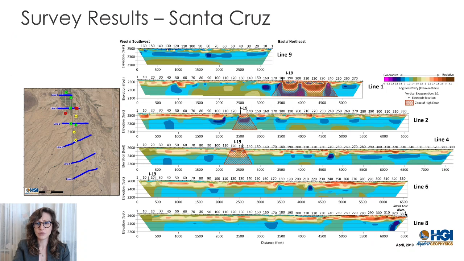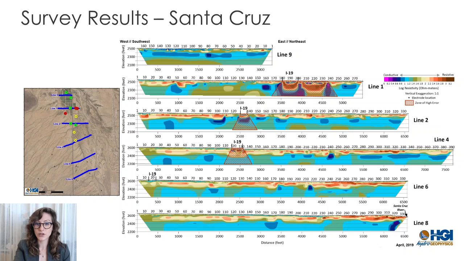The Santa Cruz floodplain electrical resistivity results are presented here in profile form, with the surface distance along the x-axis and the elevation of the lines along the y-axis. Low resistivity zones are indicated by dark blue hues, and high resistivity zones are indicated by red and orange hues.